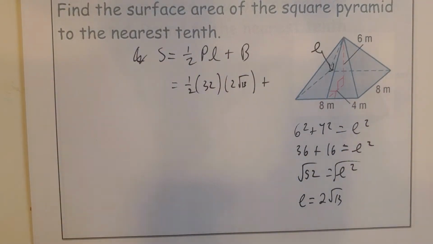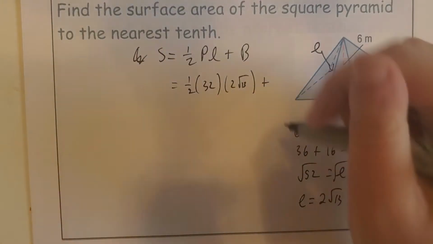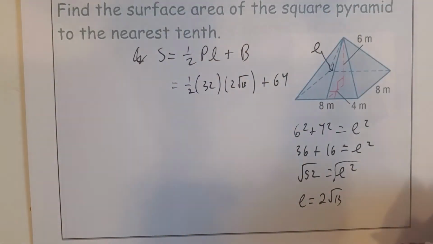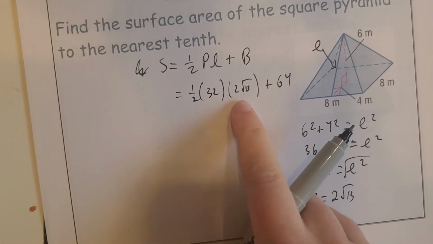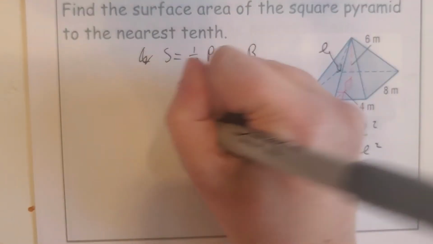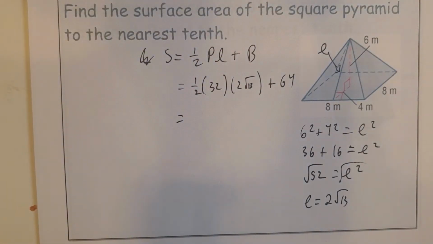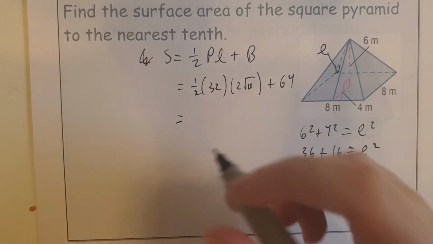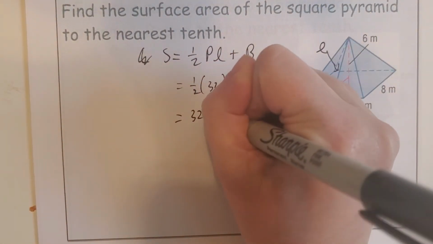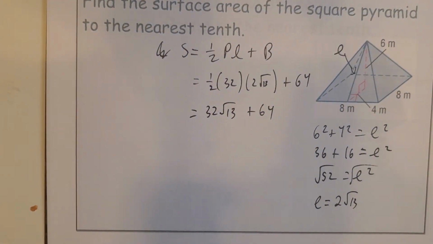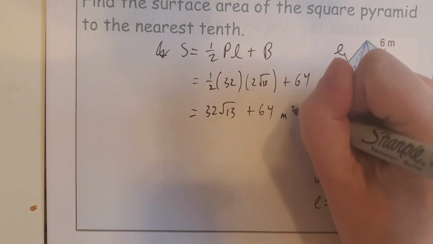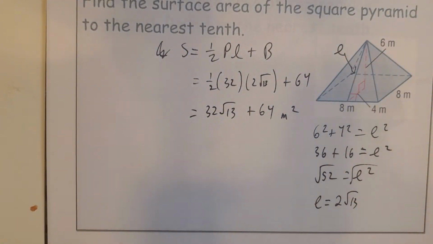The area of a square, you could just do side squared. So 8 squared is 64. So half of 32 is 16 times 2 is 32. So again, if this was asking you for an exact answer, I would ask you to leave this as 32 root 13 plus 64. You wouldn't be able to combine those because one of them doesn't have a radical on it. That's what I'd ask you to leave it as if it was asking for exact answers.